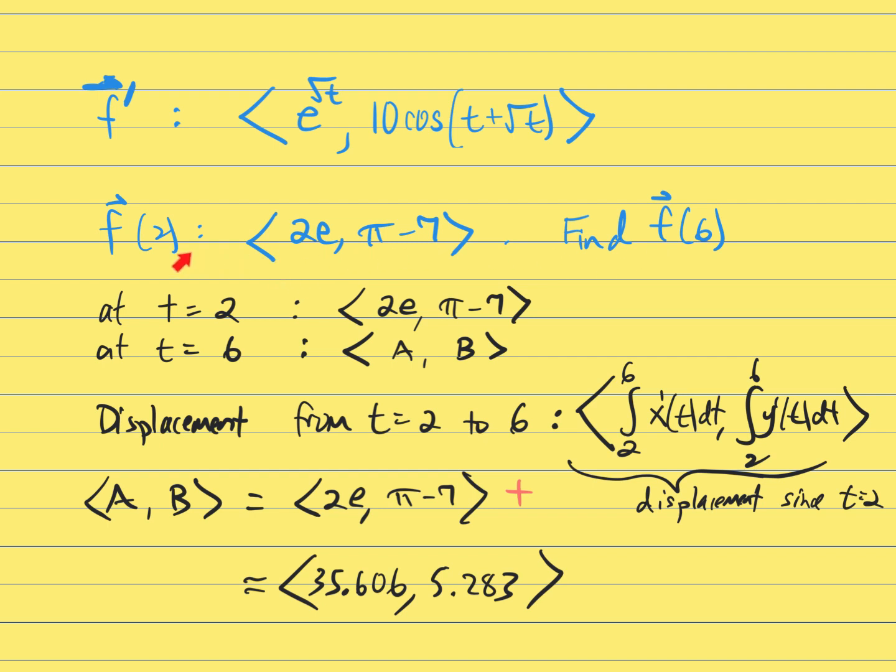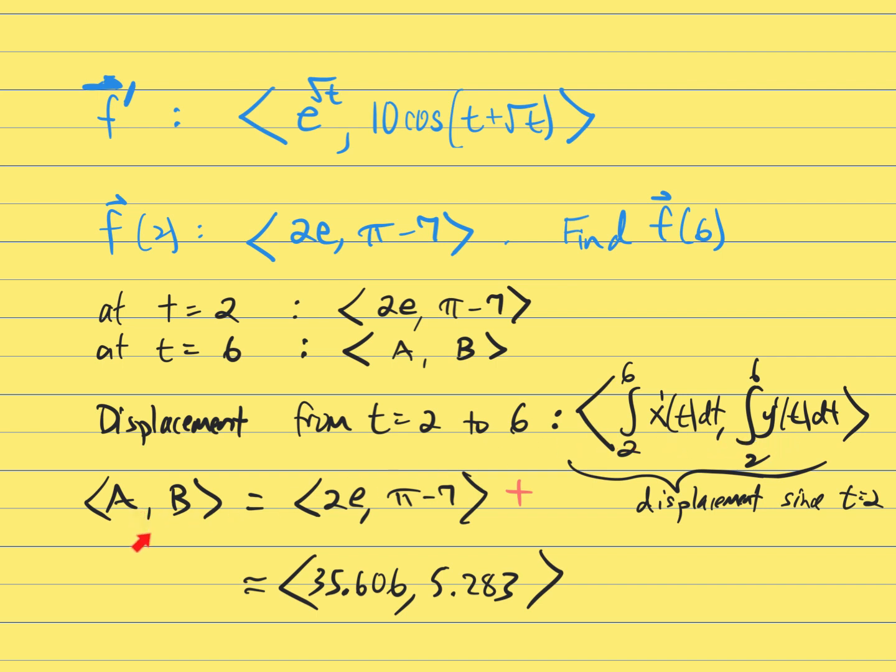So if we know where it is when t is 2, and you want to know where it is when t is equal to 6, we need to know how it displaced horizontally and vertically from 2 to 6. In other words, at t equals 2, we know where it is, and 4 seconds later, we want to know where it is. So what's the displacement from 2 to 6? The displacement is the rate times time, velocity times time. That's the total displacement from 2 to 6 horizontally, and that's the vertical displacement.